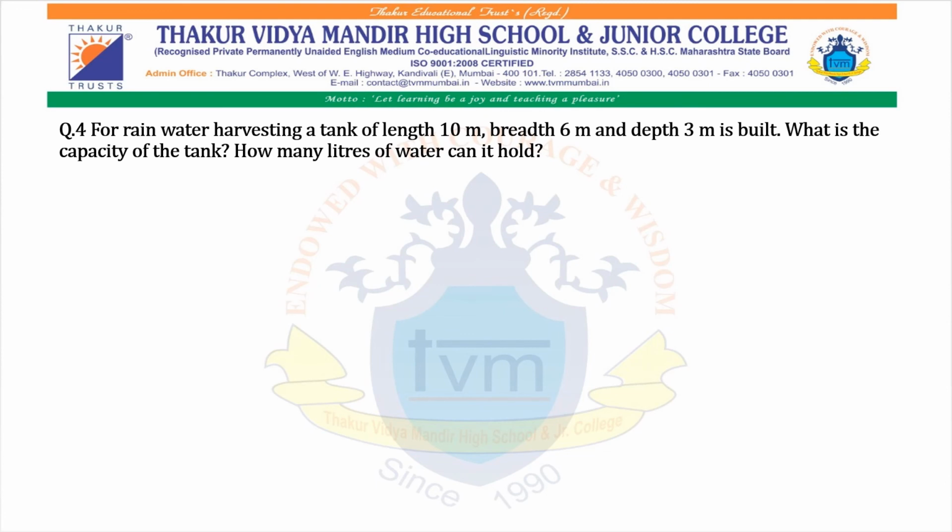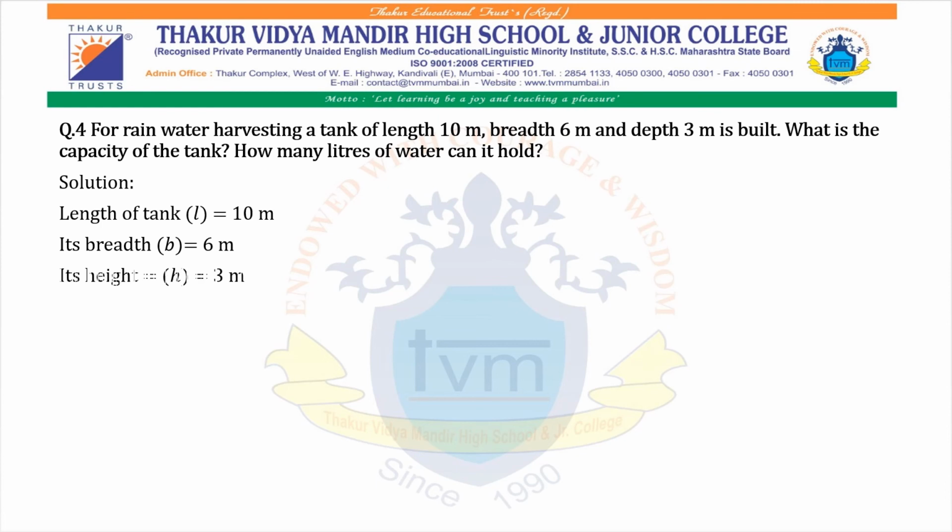Question 4. For rainwater harvesting, a tank of length 10 meter, breadth 6 meter and depth 3 meter is built. What is the capacity of the tank and how many liters of water can it hold? Let's see the solution. Length of the tank L is 10 meters, breadth B is 6 meters and height H is 3 meters.